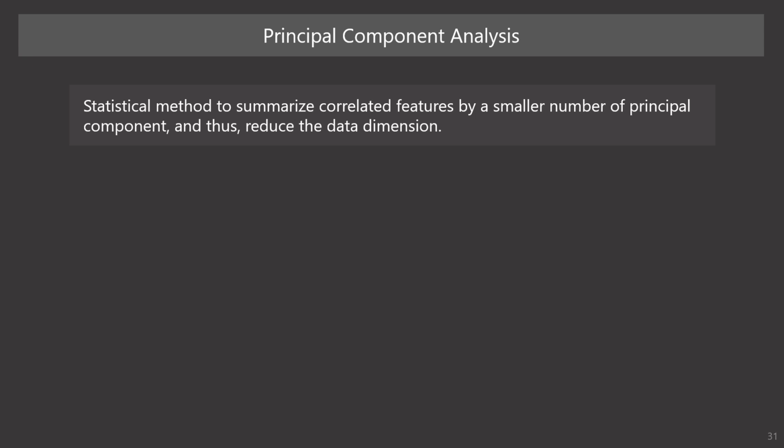Here, variance represents the amount of information. To do it, PCA converts features by orthogonal transformation. It is a statistical process that converts the observations of correlated features into a set of linearly uncorrelated features with the help of orthogonal transformation.